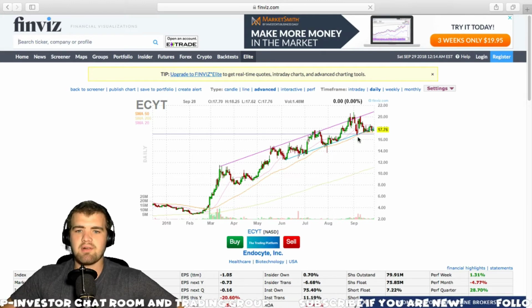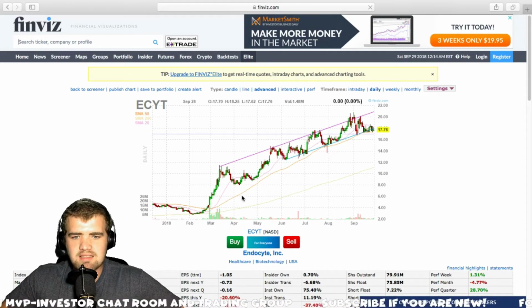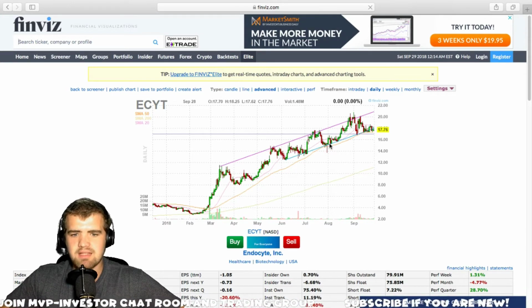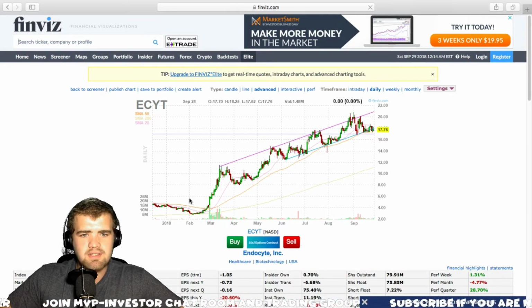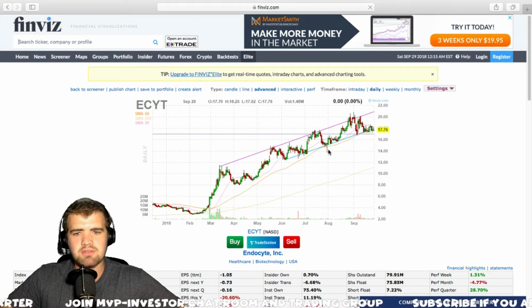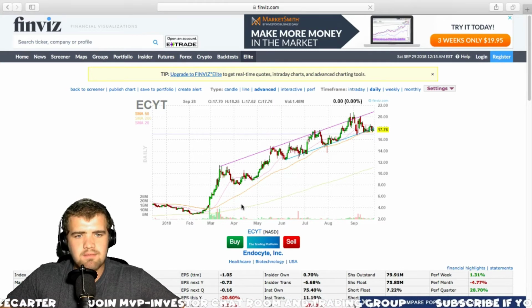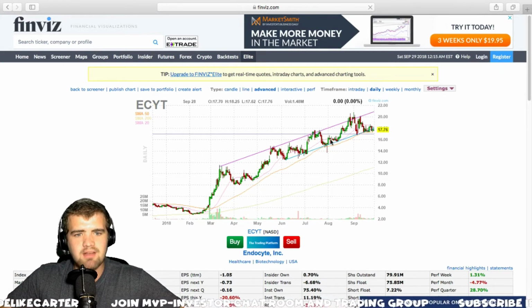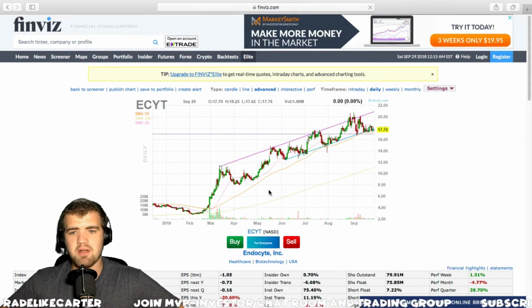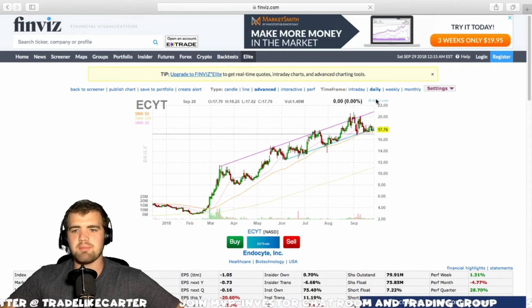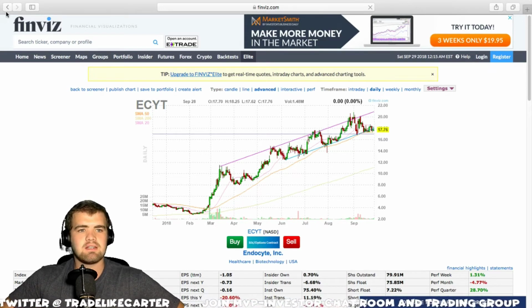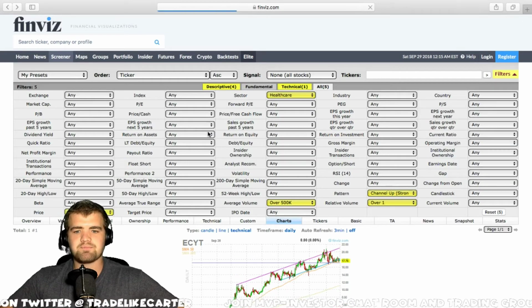It's hanging around, I want to say the 200 moving average, this line. Yeah, this is the 200 moving average, this line right here. And that's a pretty hard support line. So we could get a nice bounce off it and get it pushed back up to $20. So that right there is pretty good.